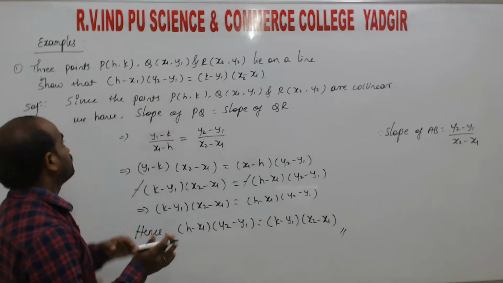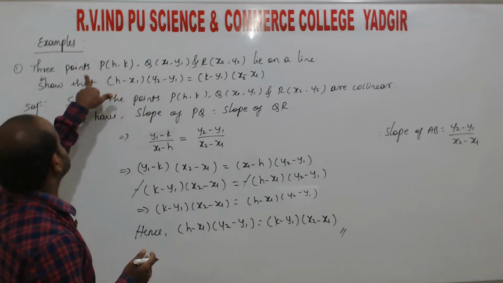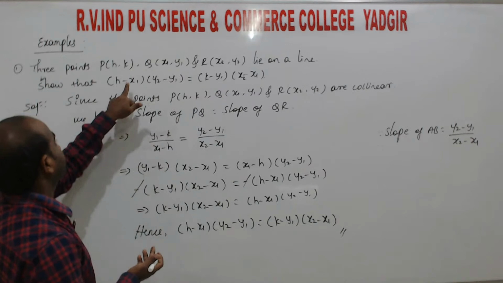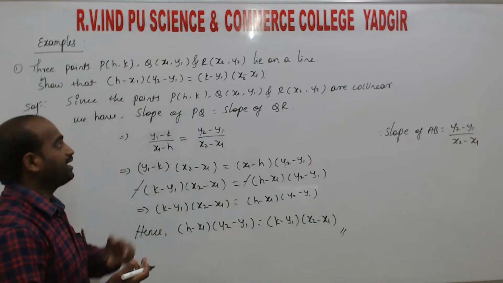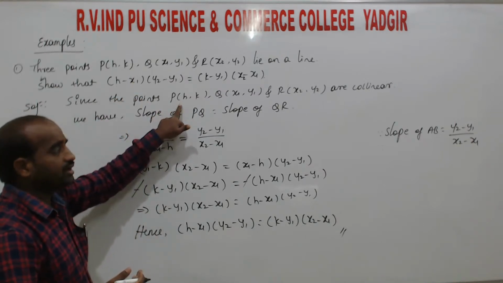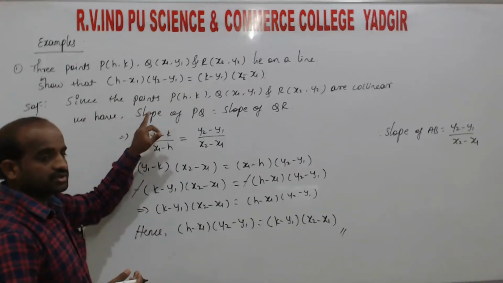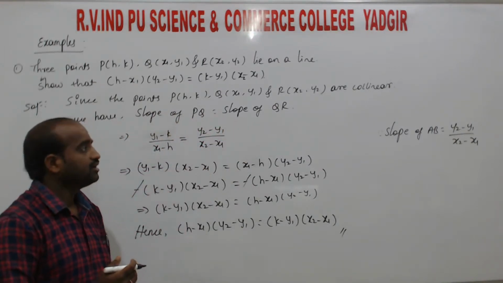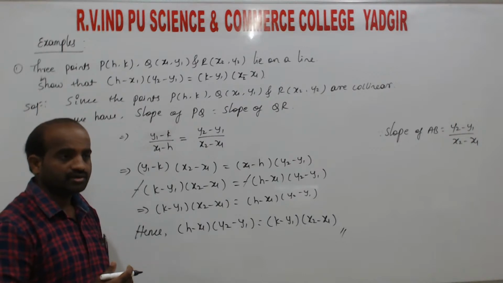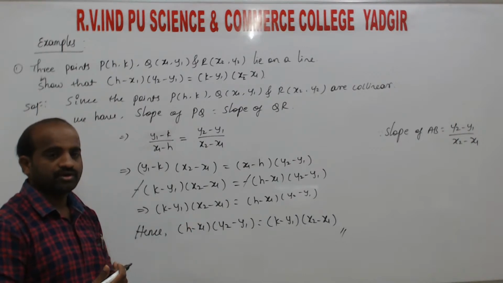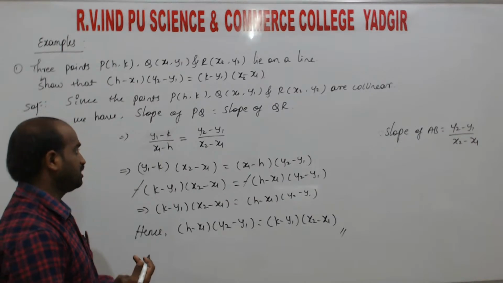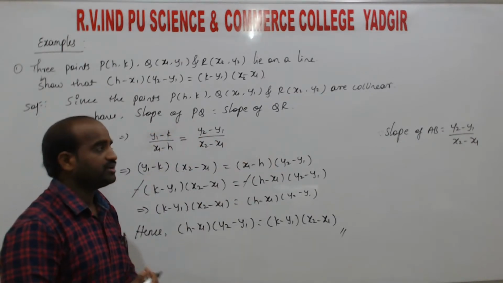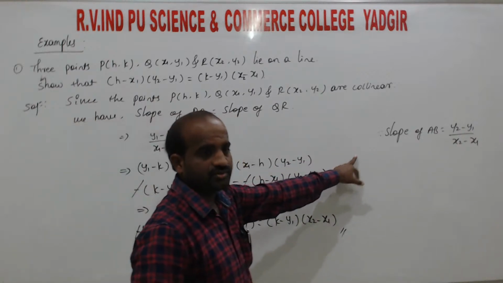First mention that the 3 points P, Q, R lie on a line, then show that. Lie on a line means what? Collinear. Now you have to use slope of PQ equal to slope of QR, because A, B, C are collinear. This means slope of AB equal to slope of BC. The slope of AB formula is (y2 minus y1) divided by (x2 minus x1).